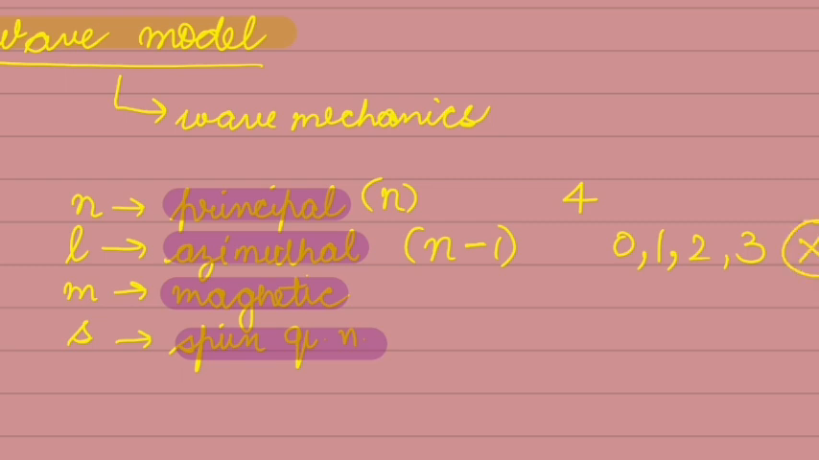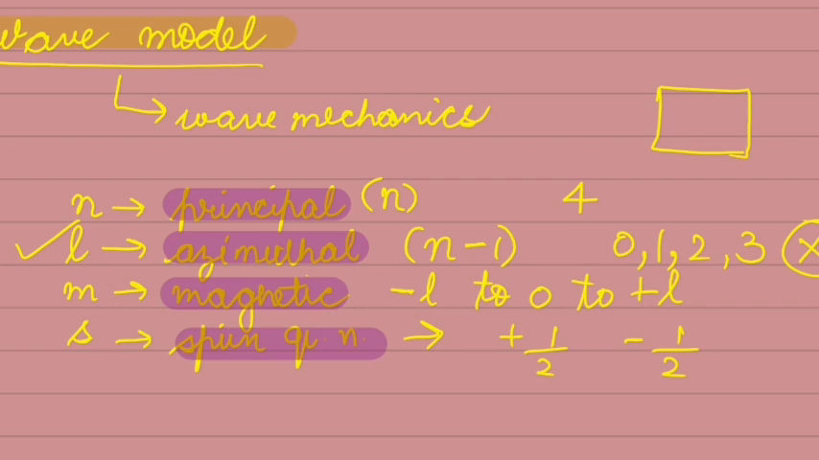When we talk about the magnetic quantum number, for a given value of l, that is the azimuthal quantum number, the magnetic quantum number can go from minus l to 0 to plus l. Then the spin quantum number always has 2 values, plus half or minus half, which determines the type of spin. If this is an orbital and we have an electron with this spin, it will be plus half. If another is of opposite spin, we will change its sign. So these are the 4 types of quantum numbers which describe the wave model. And with this our atom chapter is over.